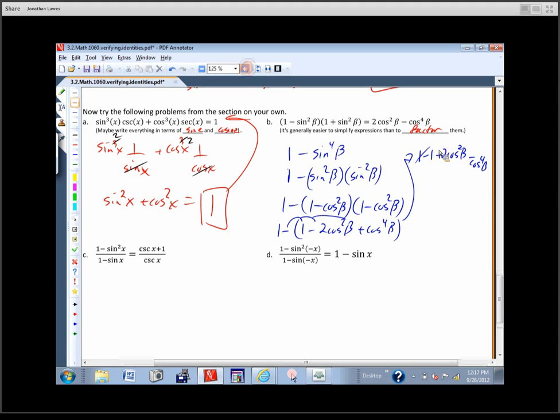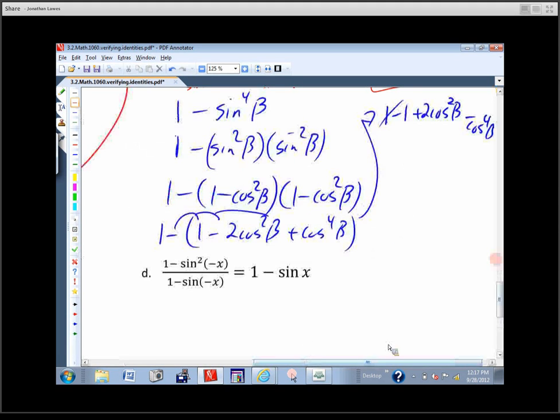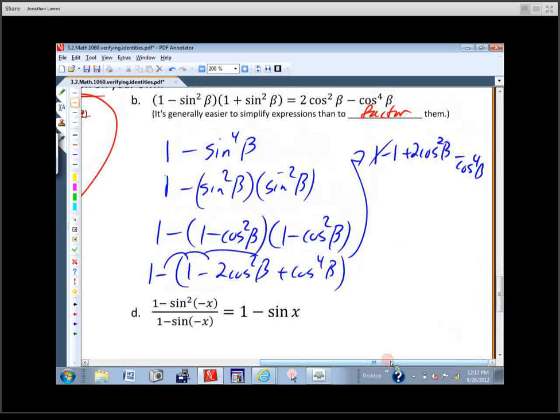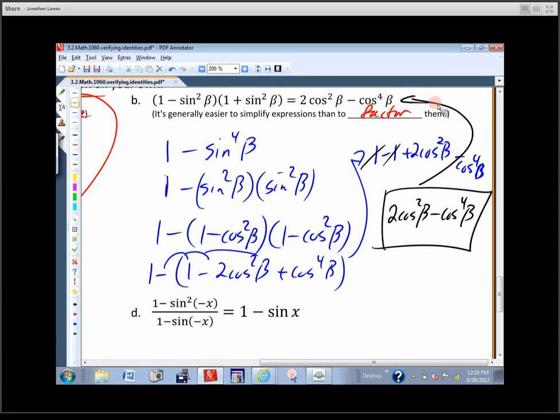We okay? Everybody all right with that? I just distributed the negative through. So that'd be a negative 1, that'd be a positive 2, and that'd be a negative cosine to the 4th. The 1's are going to go away. So this is going to be a 2 cosine squared beta minus cosine to the 4th beta. And it looks just like that side.